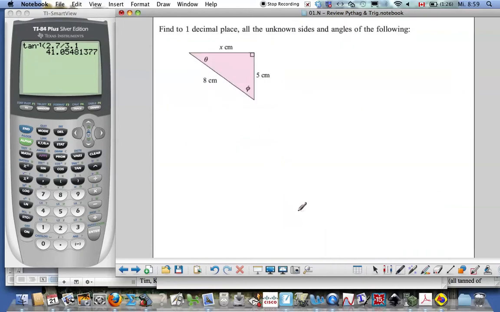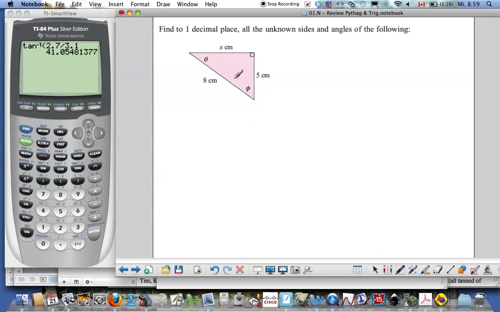Last thing, this is a problem that you're going to actually find very often. It's where you have to fill in everything. That's called solve the triangle. So it says find to one decimal place all the unknown sides and angles of the following. So where do we start? I'd like to start with an angle. You want to start with an angle? Yeah. I'd like to start with labeling the sides.